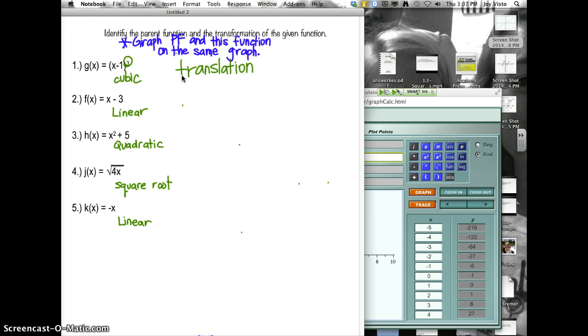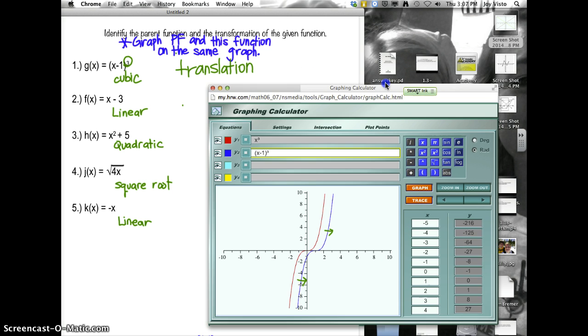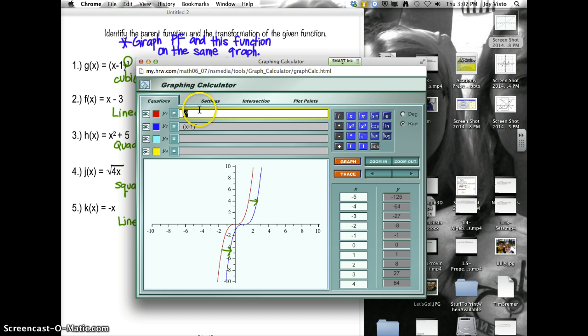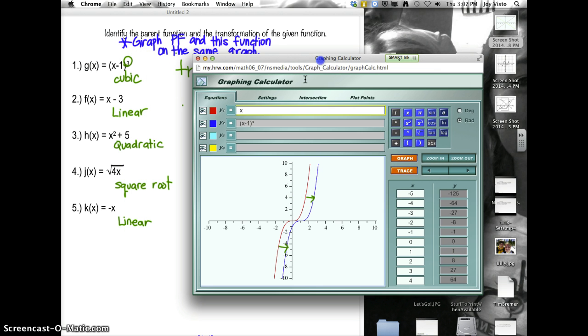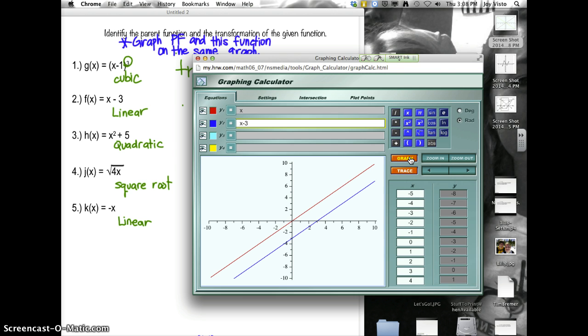Okay, let's look at that next one. We need to change what we were graphing. We need the linear function as the parent function this time. And then x minus 3, that is our new function that we want to compare it to. So let's graph. Okay, this one looks like it's just been slid too. It's not reflected, it's not stretched or compressed. It's just been grabbed and moved over. This is another translation.